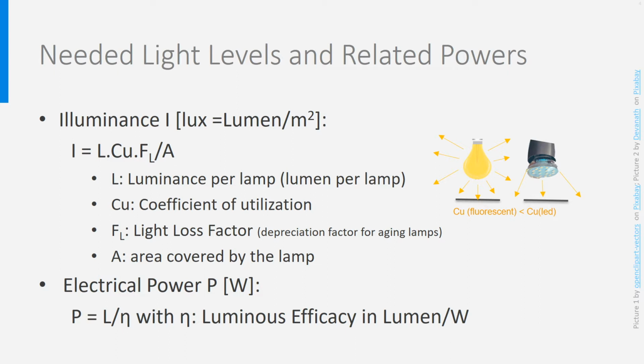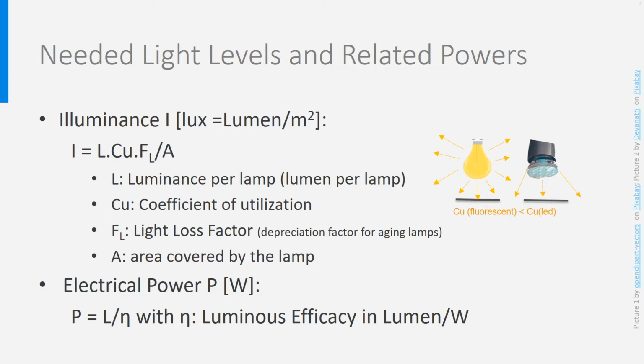Next to this Cu, there is also the light loss factor, Fl, which is a depreciation factor correcting for the rated luminance of the lamp at the start of its life. When the lamp is aging, its luminance decreases because of deterioration of components and voltage variations. Fl corrects for this in order to work with the average luminance over the service life of the lamp. So, finally, the illuminance on the desk is the luminance of the lamp times the utilization factor times the light loss factor divided by the area of the desk.